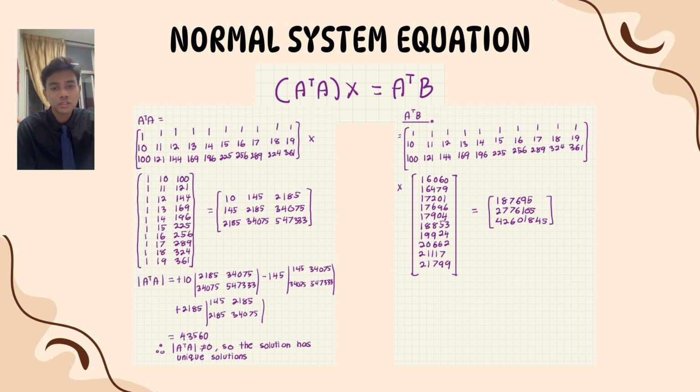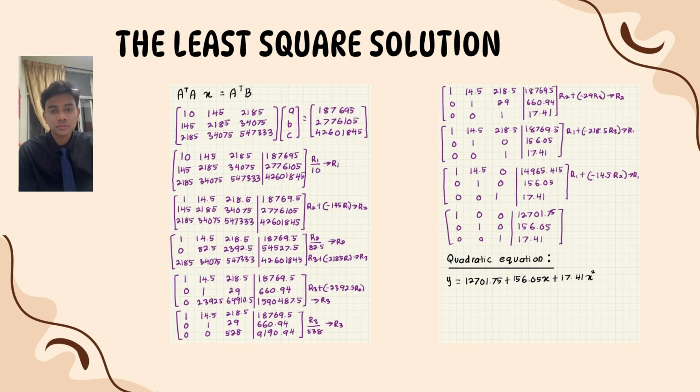After that we calculate the determinant of A transpose times A. With the determinant, we can determine whether the solution has a unique solution or many solutions. Since the determinant of A transpose times A is not equal to 0, the solution has a unique solution. So we can proceed to the next step. We calculate A transpose multiplied by b, and then we got a matrix of size 3 by 1. And then from the data that we calculated previously, we can put it into the normal system equation to find the least squares solution.